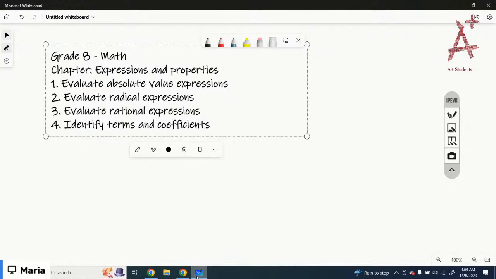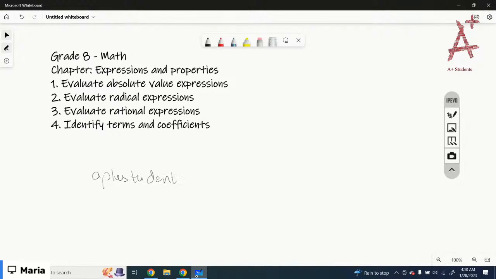So we're going to start with grade 8 maths. You can find all the lessons on aplusstudents.com. You have to log in there using your email address, and the password is provided by the administrator. Then you have to select math from the subject tab, scroll down to grade 8 maths and click on view all lessons.